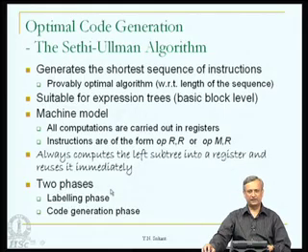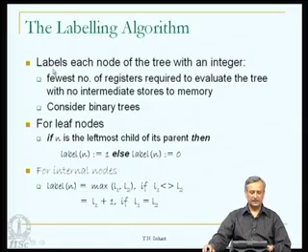There are two phases in this particular algorithm. The first phase is the labeling phase and the second phase is the code generation phase. The labeling phase labels each node of the tree with an integer. The number that we compute tells you exactly the fewest number of registers required to evaluate the tree with no intermediate stores to memory. How do we compute such a number? We will see that very soon, and we are going to consider only binary trees, because all our operators are either unary or binary.